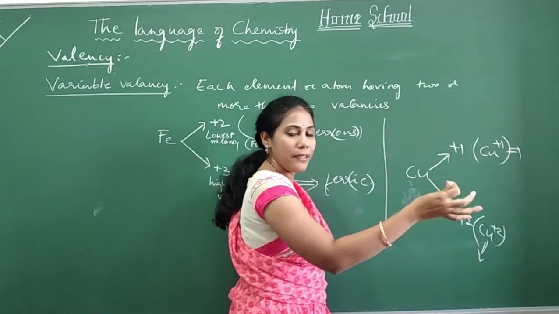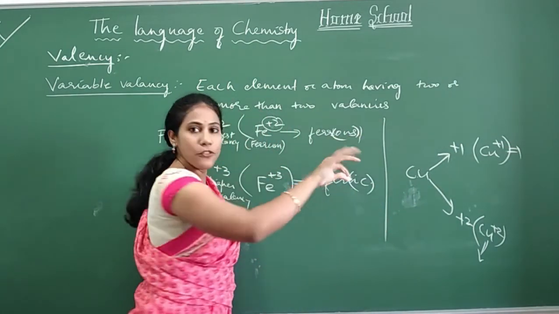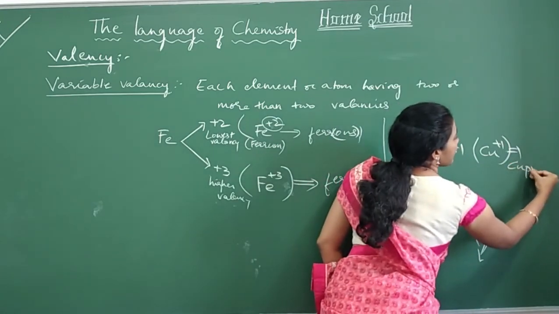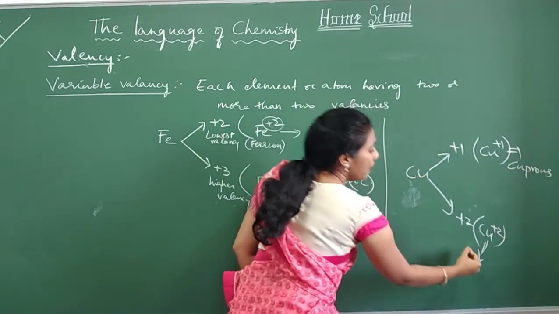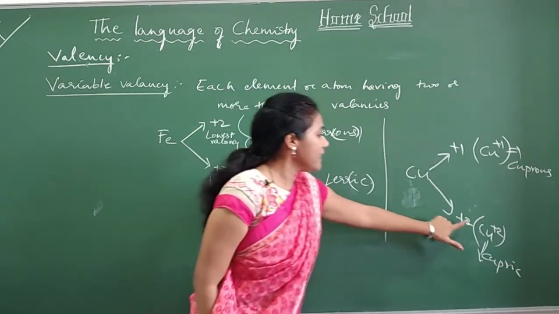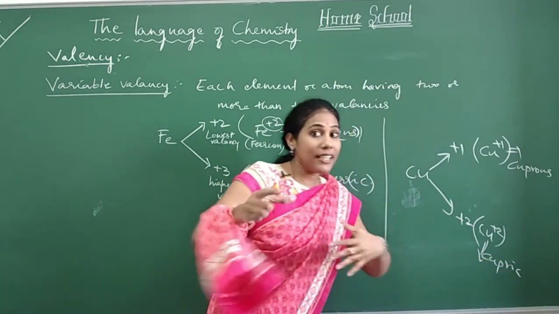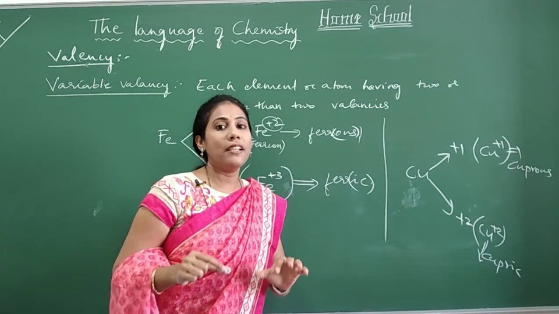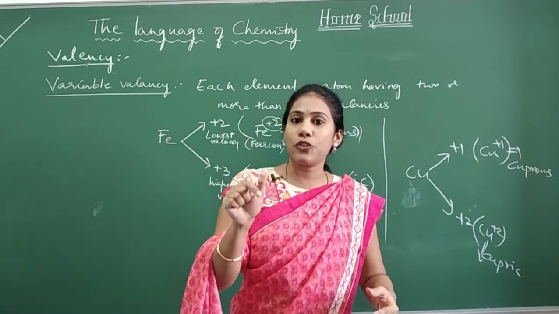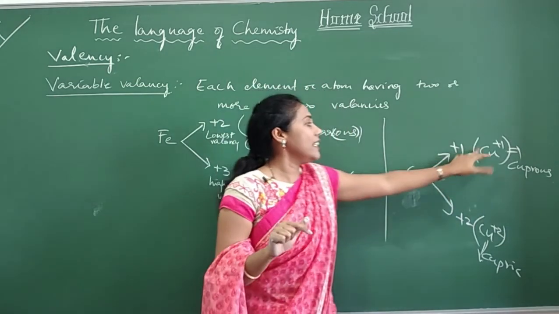Copper. So lower valency means what you should add? OUS you should add at the end. So it will become cuprous. And this will become cupric. Higher number means higher valency, IC you should add at the end. So the names also you should be familiar with. Whenever I say cupric, that means copper is having a valency +2. Whenever I say cuprous, that means copper is having a valency +1.